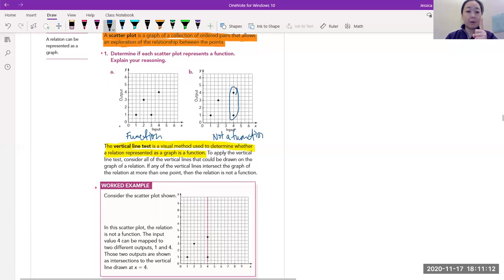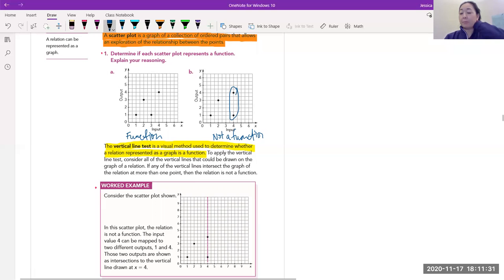Does it hit my finger at the same time in more than one place? If this was my finger right here, it would hit these two points at the same time. That is not a good thing. So that's how we know it's not a function. We call this the vertical line test, or the finger test. I'm just kidding. Just the vertical line test.